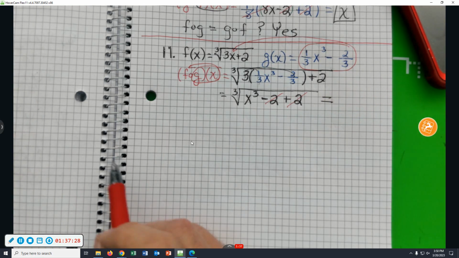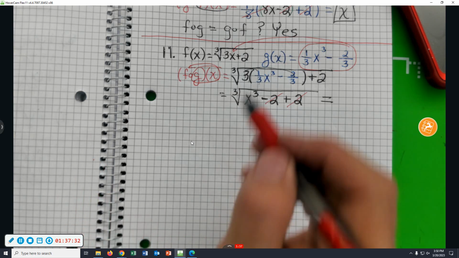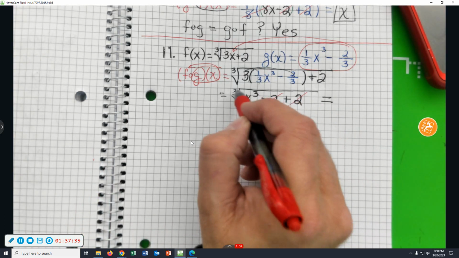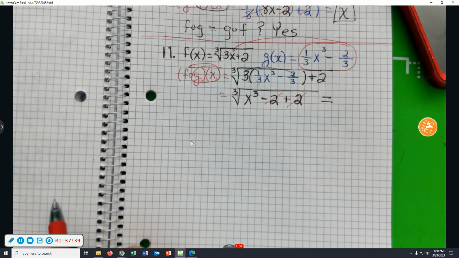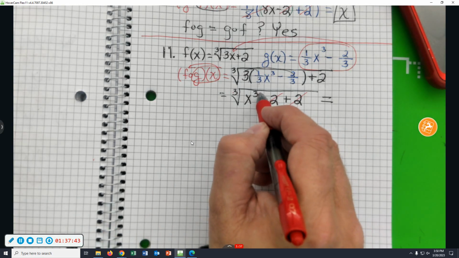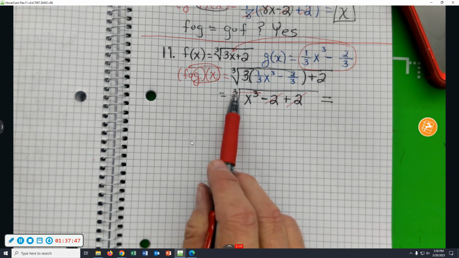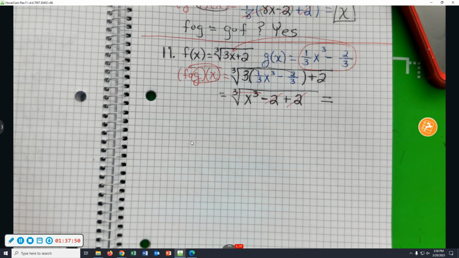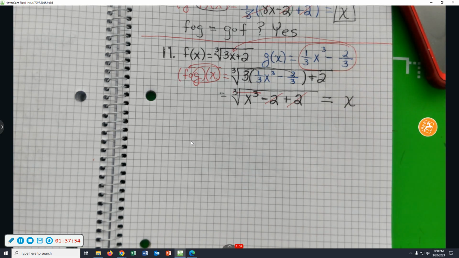That reminds me of something we did at the very beginning of the semester. This and that cancel out. A cube root and a cube would cancel out, just like a square root and a square. Just x.